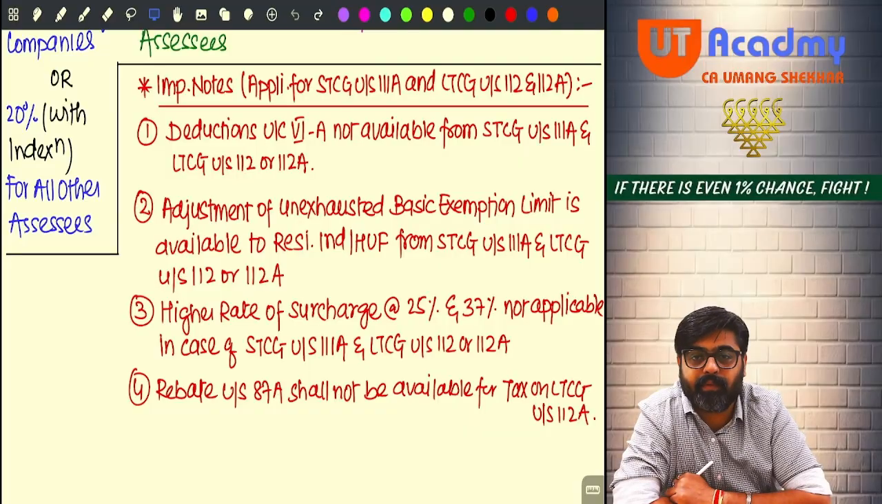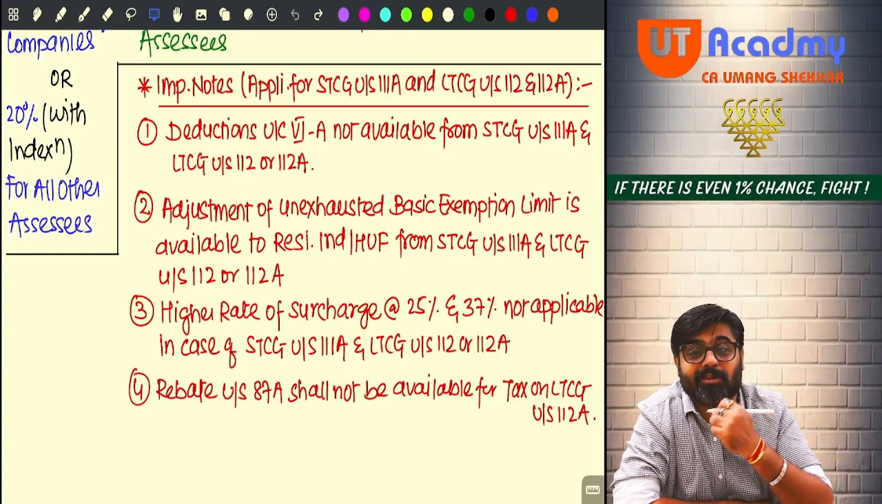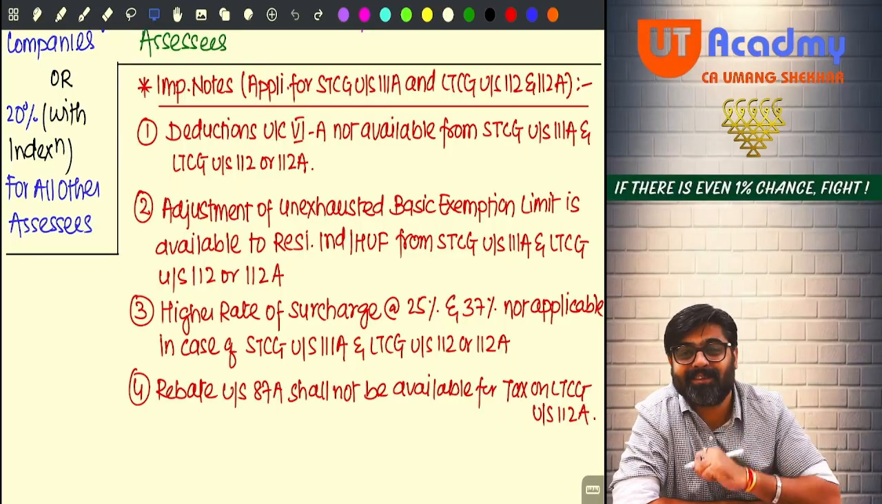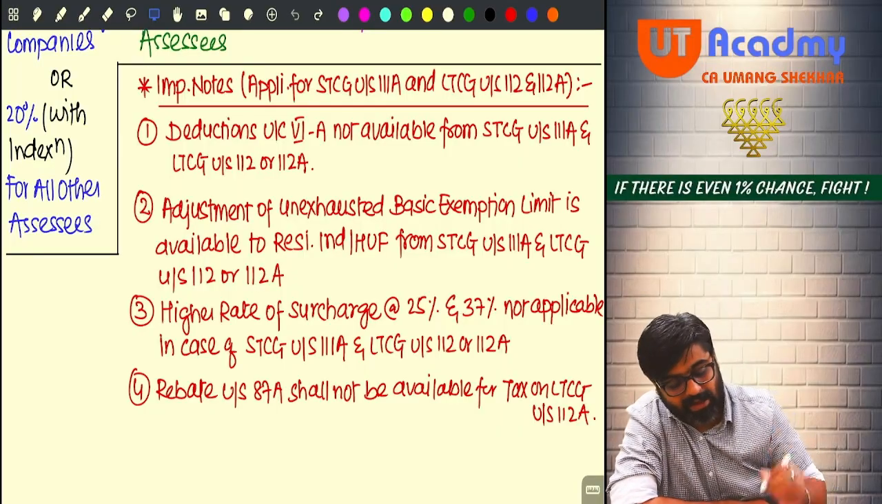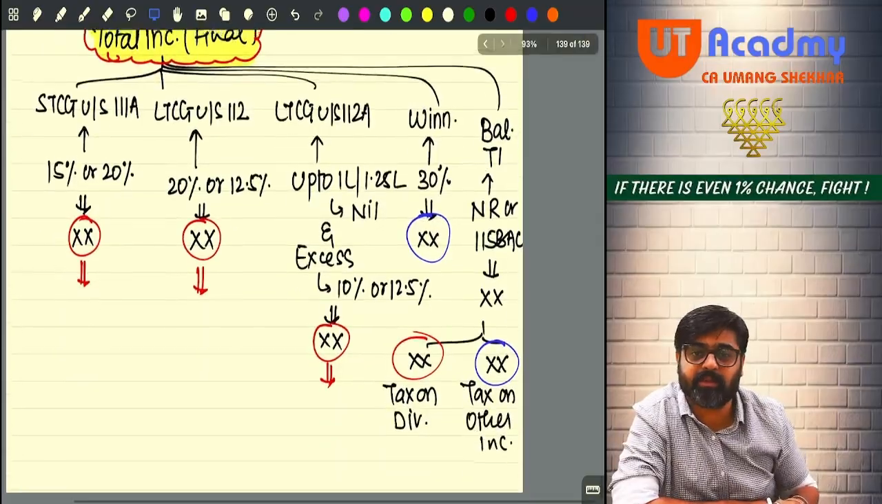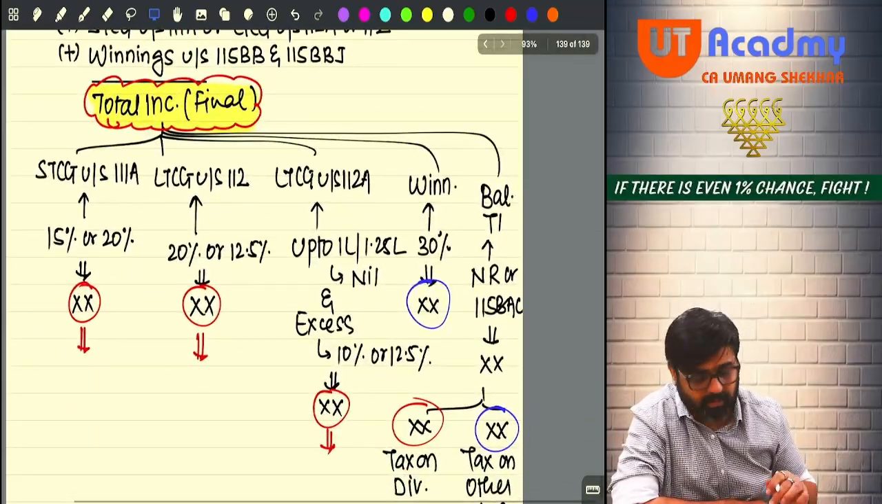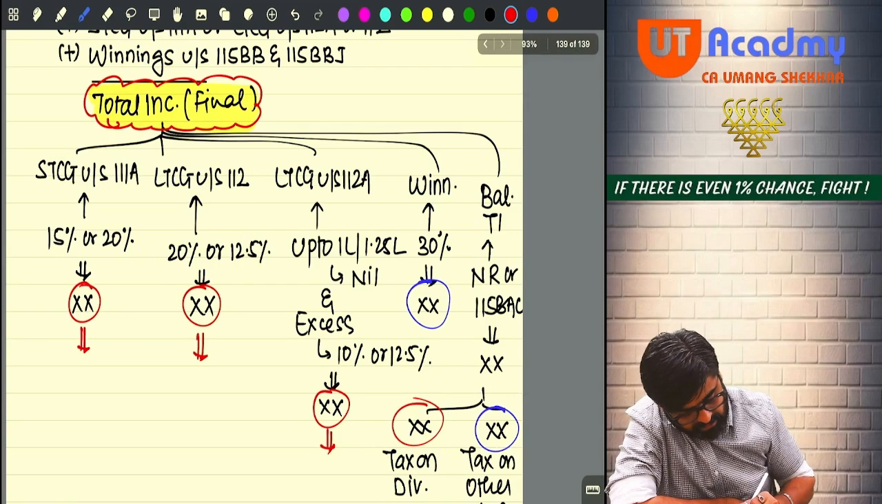Now this last point of discussion. Read it. Adjustment of unexhausted basic exemption limit is available to a resident individual or HUF from STCG 111A, LTCG 112 or 112A. Now what is this unexhausted basic exemption limit? What is adjustment? For that I'll have to take an example. Did you understand this much? Everyone understood this much?